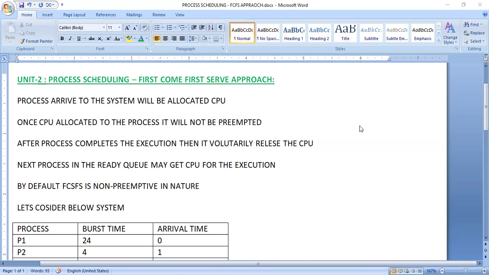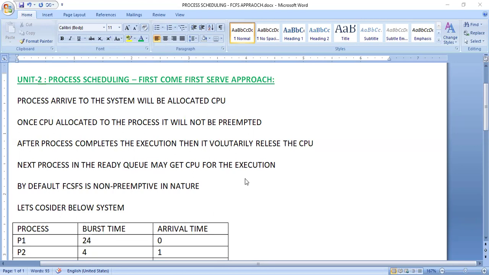Whichever process arrives first, that process will be allocated the CPU. Remaining processes must wait in a ready queue in such a way that the already allocated process must complete the execution voluntarily. After the completion of execution, the process releases the control of the CPU back to the OS. Then the remaining processes in the ready queue will get an opportunity to go for execution. So as you know, the life cycle of a process, first come first serve approach is non-preemptive in nature.